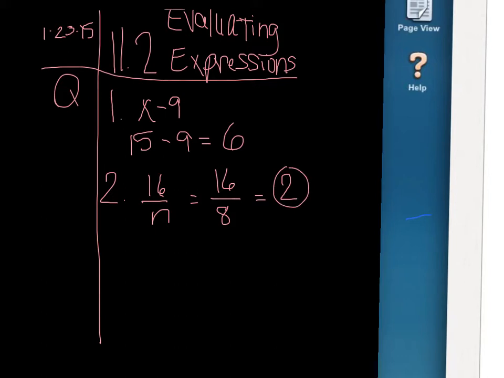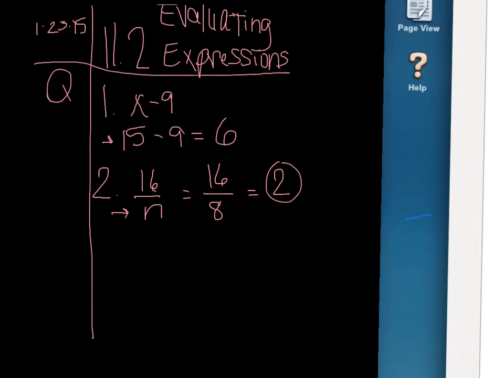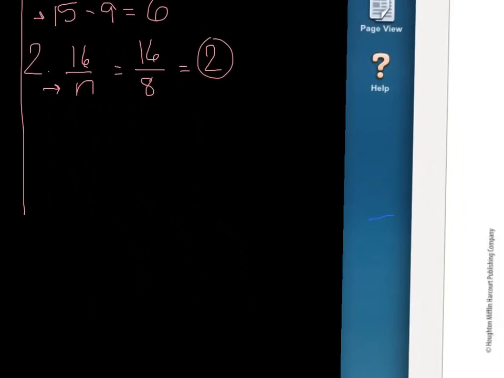x will not always, forever, for the rest of your life, be equal to 15. And n forever will not equal 8. Sometimes it could be any number. That's why it's called a variable, because it varies. It changes. That's what varies means, remember? It changes.